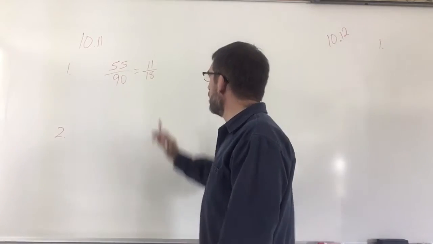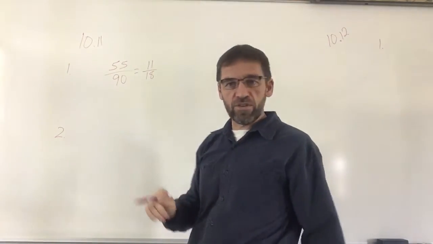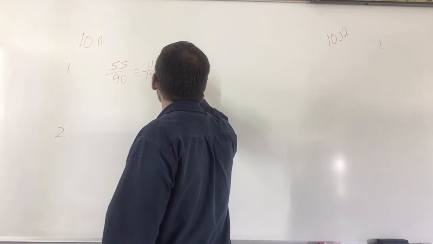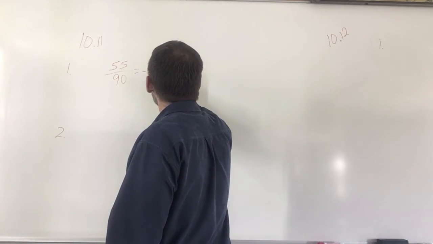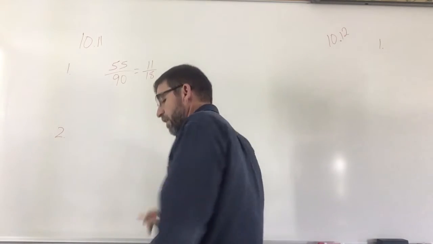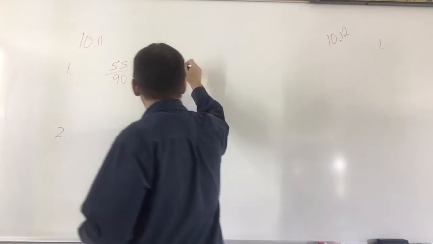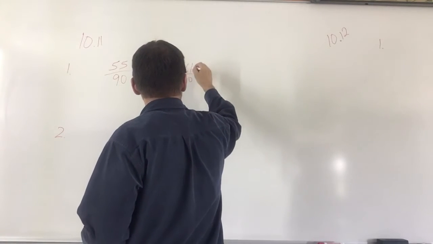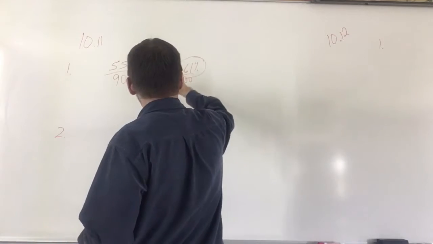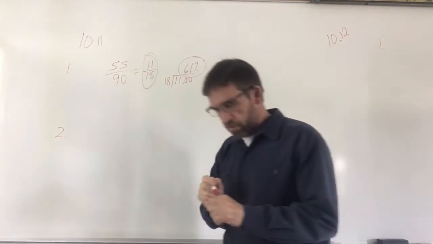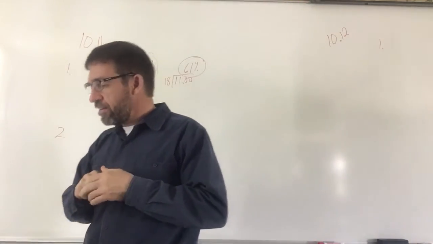Okay, 11 over 18, that's your fraction, and then you need to do it into a percent. So you need to divide 18 into 11. Oh boy, I think that comes up to 61%. 11 over 18 is your first answer. 61% is your next answer. Okay, that's your first one. You're ready to go on.